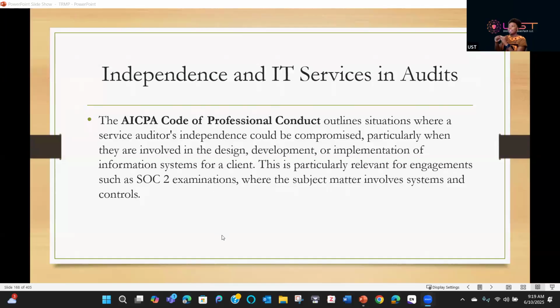All right, everyone, welcome to the next session: Independence and IT Services in Audit.